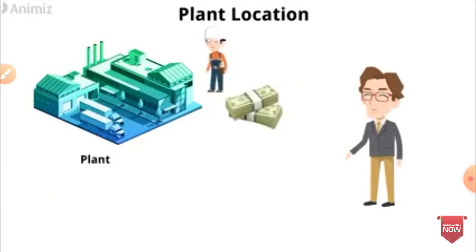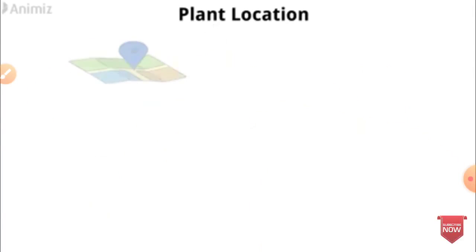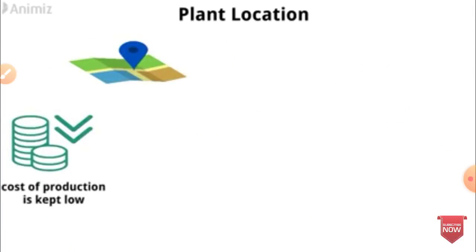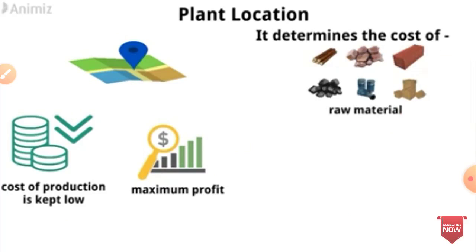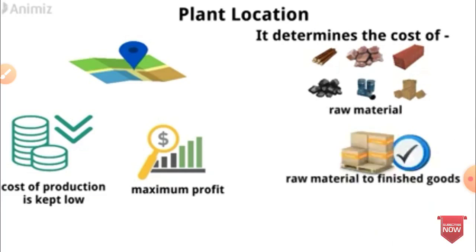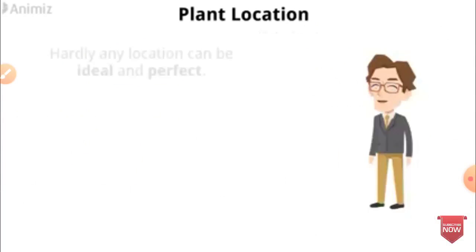Plant location. What is a plant location? It consists of the location of a plant. With plant location, the cost of a product is kept low and profit is maximum, and it determines the cost of raw material. Raw material to finished goods, distribution of goods to the customer.